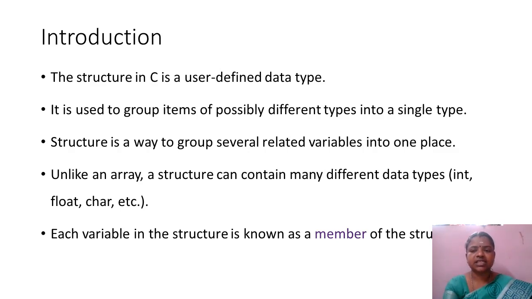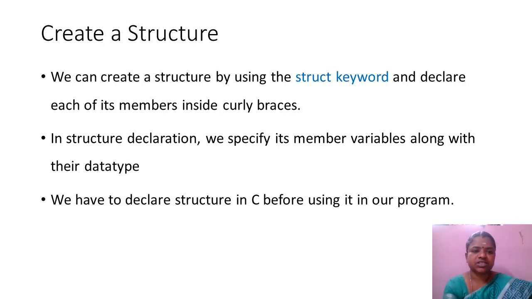In C, a structure is nothing but a user defined data type. It is used to group items. In an array also we can group items, but the basic difference between array and structure is that in an array you can group only similar data type items, whereas in structures you can group different types of data into a single type. A structure is a way to group several related variables into one place. In each structure you are going to create members, so that only you can access the variables of the structure.